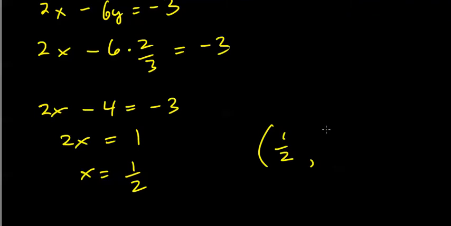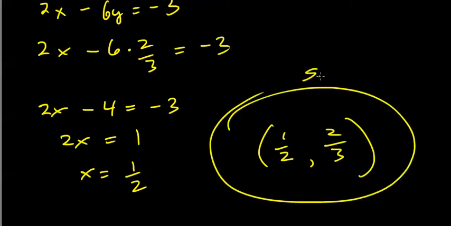So I can summarize my point of solution. This is the solution set to the system. X equals 1/2 and y equals 2/3. Okay? Let's see. Let's try another one.